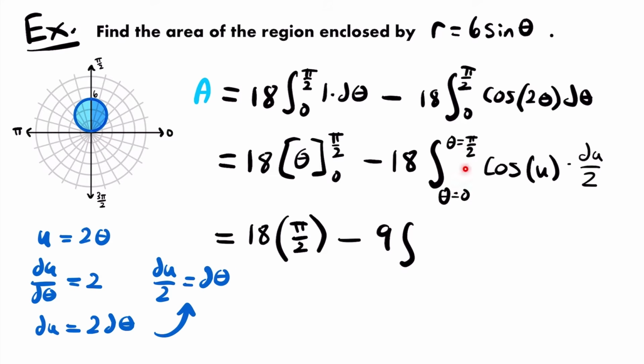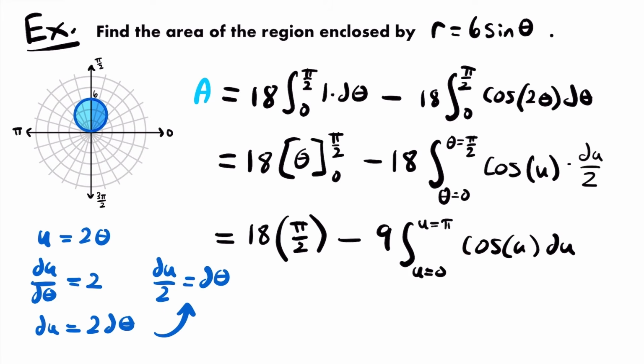And we can do that by plugging these angles of theta into what we set u equal to. So when theta equals 0, we'll have 0 times 2, and that will be 0. So u equals 0 when theta is 0. So our new lower bound is u equals 0. And then our upper bound of theta equals pi divided by 2. Pi divided by 2 times 2 will be pi. So our new upper bound will be u equals pi. All right, so we'll have u equals pi. And then we still have cosine of u times du. All right, so now we can integrate this pretty easily.